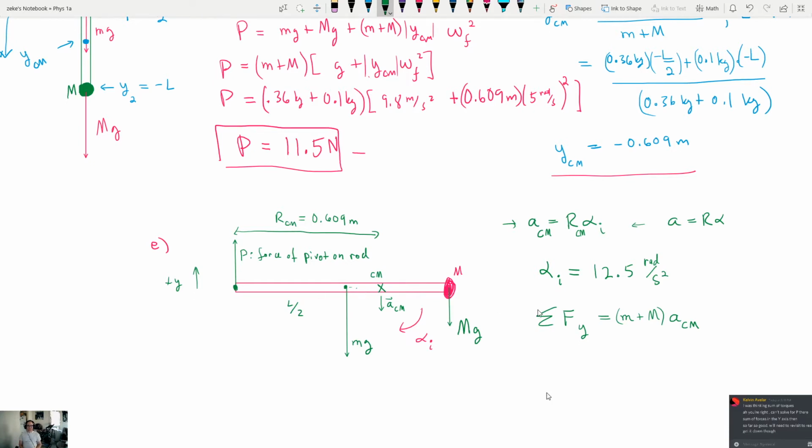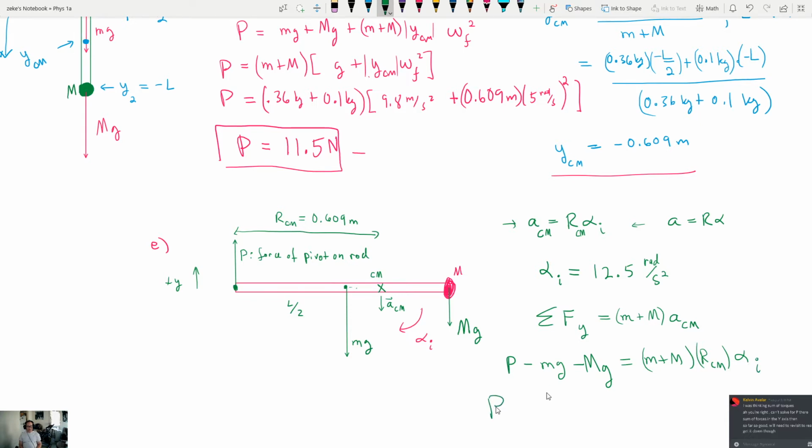So on the left-hand side, we have the sum of forces in the y direction, which are P minus little mg minus big Mg equals little m plus big M times a_CM. And then we replace a_CM, the acceleration of the center of mass, with the coordinate of the center of mass multiplied by alpha initial. And then we just solve for P.